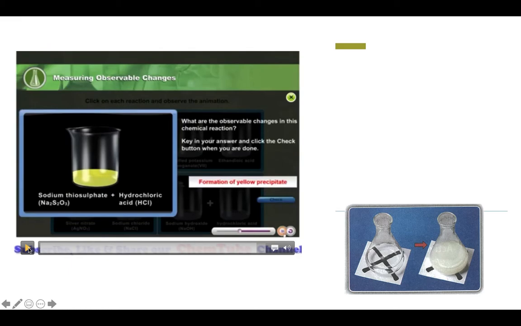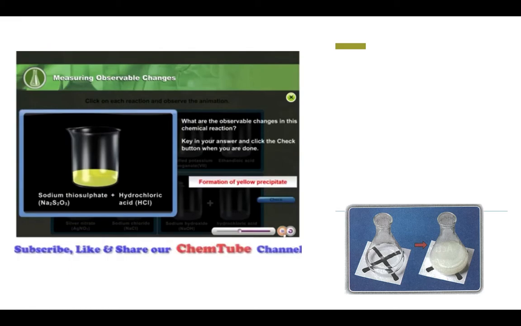Alright, so it is the formation of precipitate. Actually, when sodium thiosulfate reacts with hydrochloric acid, it will produce sulfur, which is a yellow precipitate. After a while, the precipitate formed will cover the bottom of the beaker. So if you put the beaker on a paper with an X mark on top of it, you measure the time taken for the yellow precipitate to form and cover up the X mark.